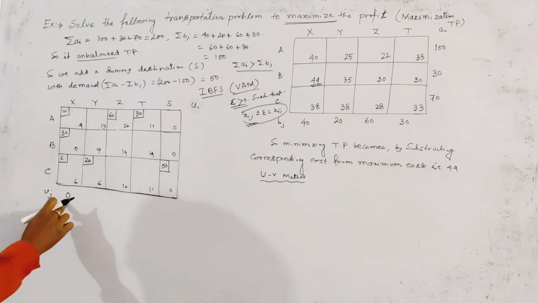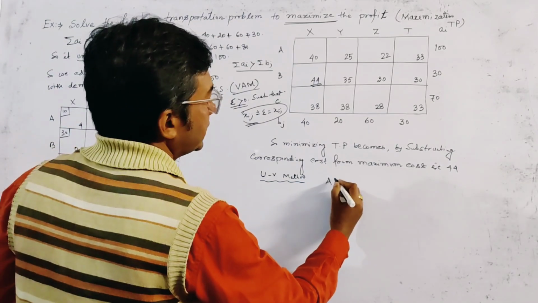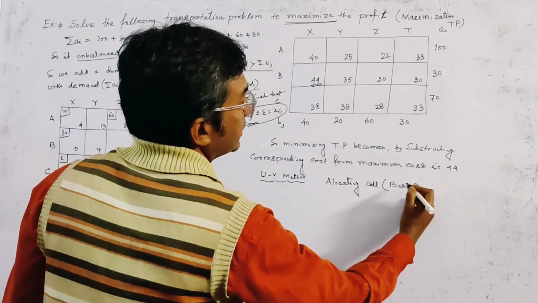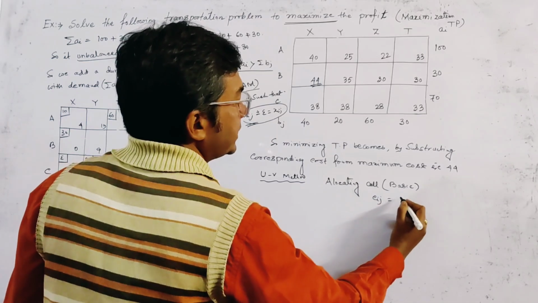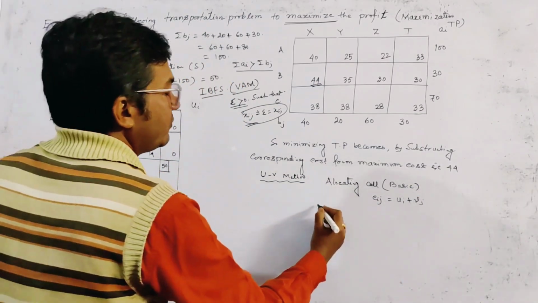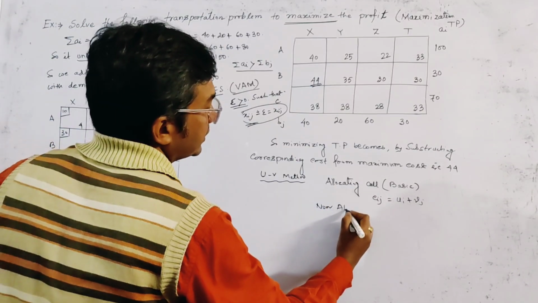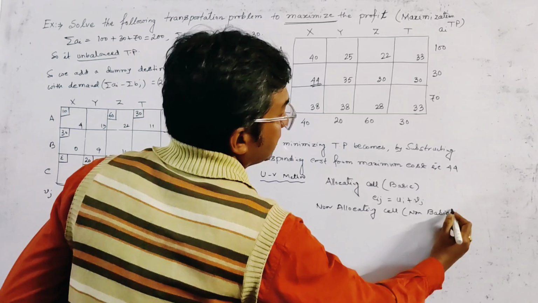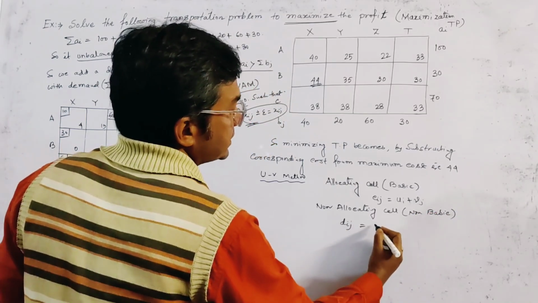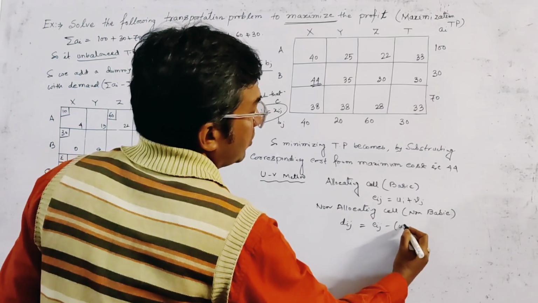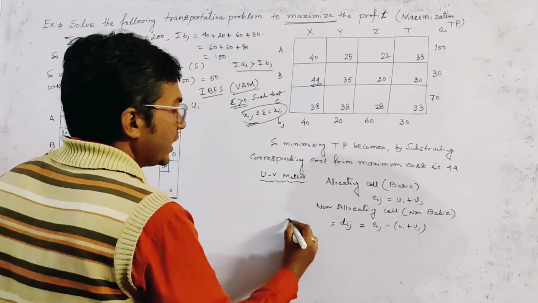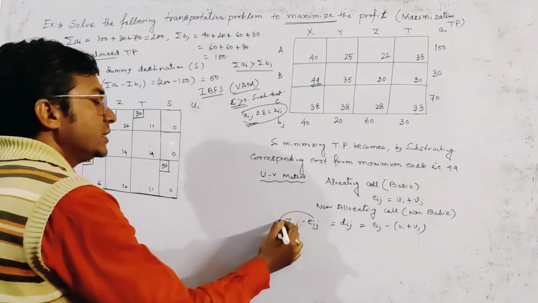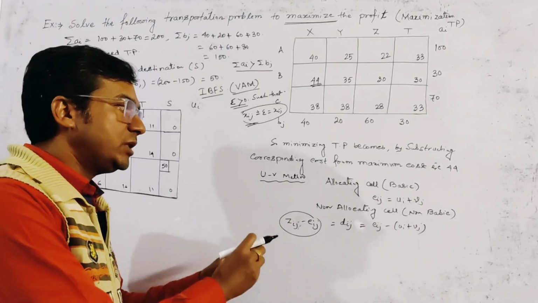Since this is 0, we use two formulas. For an allocating cell, that is a basic cell, we use the formula Cij equals Ui plus Vj. And for a non-allocating cell, or non-basic cell, we use the formula Dij, which is given by Cij minus (Ui plus Vj). This is also known as Zij minus Cij, in the form of Zj minus Cj, that is the net evaluation or cell evaluation as in LPP simplex method.